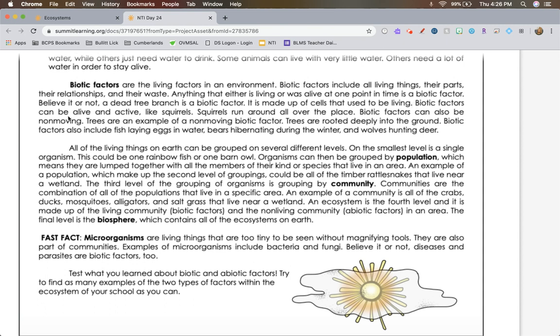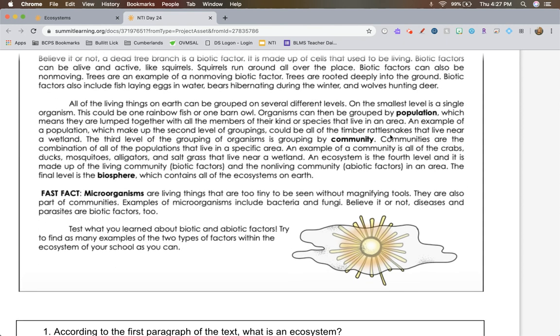Biotic factors can be alive and active, like squirrels. Squirrels run around all over the place. Biotic factors can also be non moving. Trees are an example of a non moving biotic factor. Trees are rooted deeply into the ground. Biotic factors also include fish laying eggs in water, bears hibernating during the winter, and wolves hunting deer.